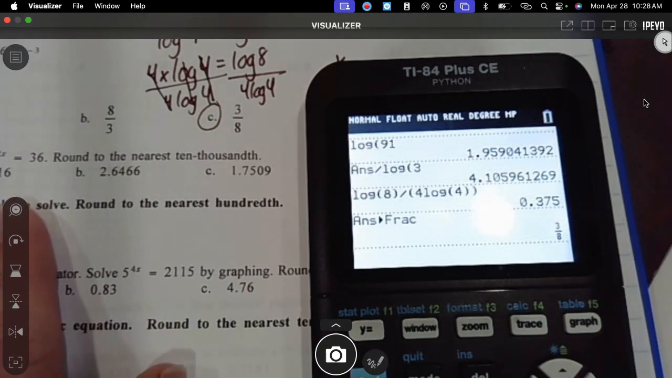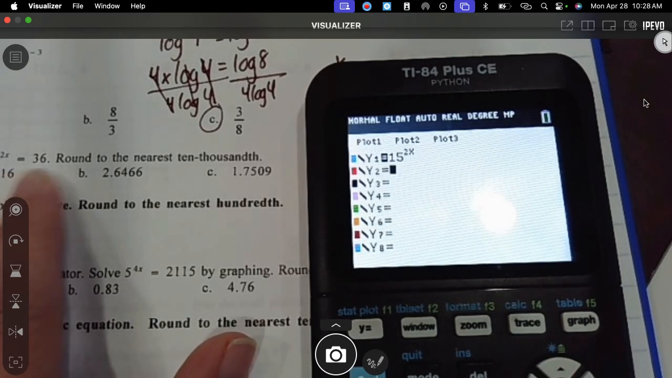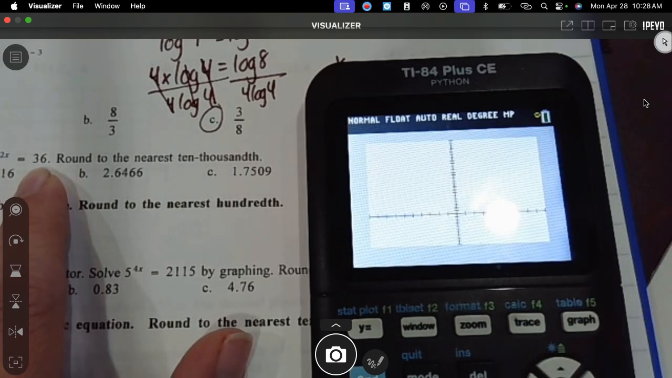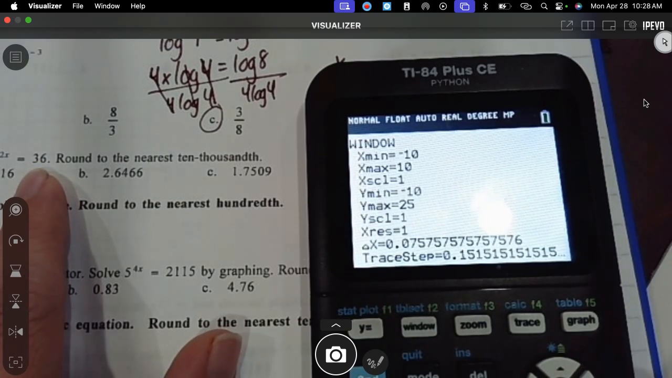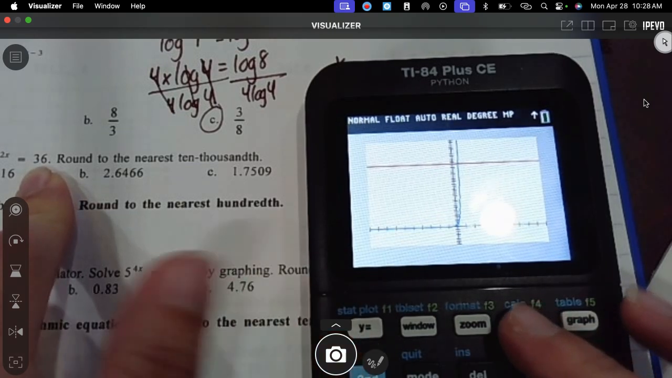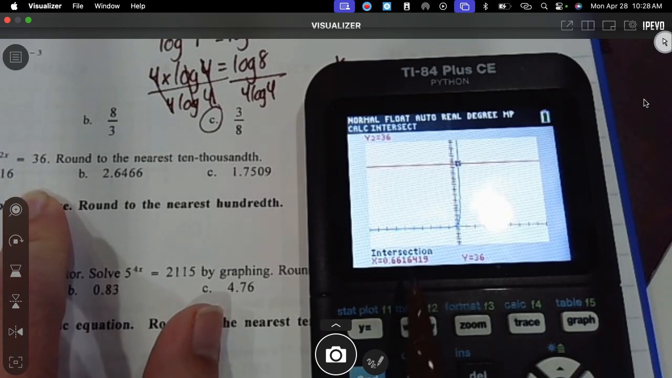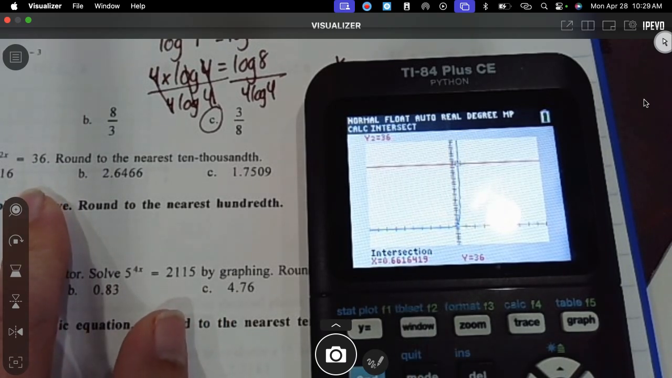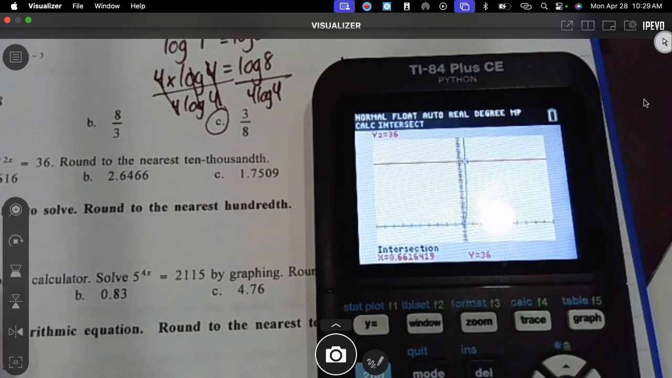Watch. If I did 15 to the 2x, and then do 36. Now, obviously, I'm not going to see the graphs because it's way up there at 36. You just want to move your graph around. And there goes the first one, there goes the second one. Then what do you do? Second trace, number 5, enter, enter, enter. And it says 0.6616. So you can do that for all three. You just have to move your graph around to find it a little bit, which is actually good for you to practice, okay?